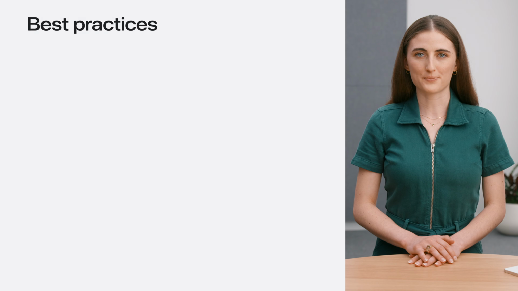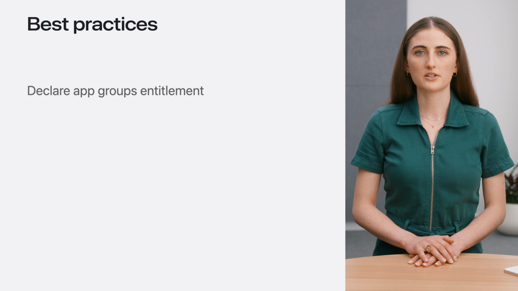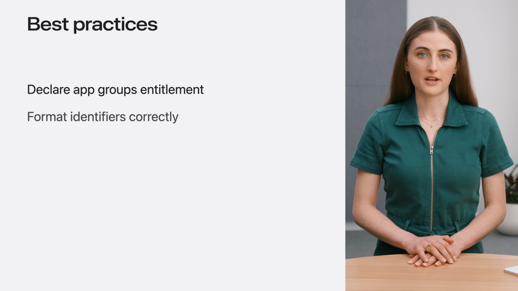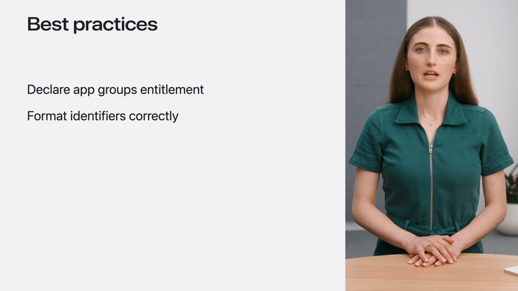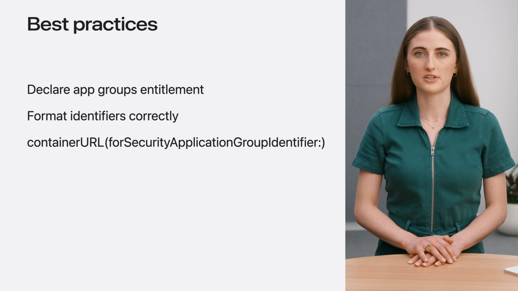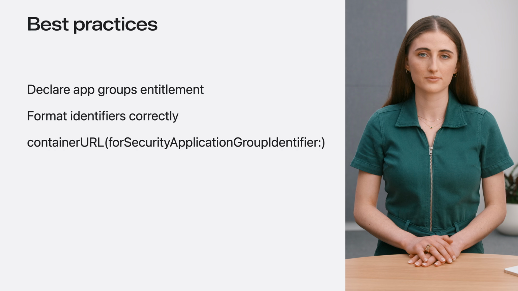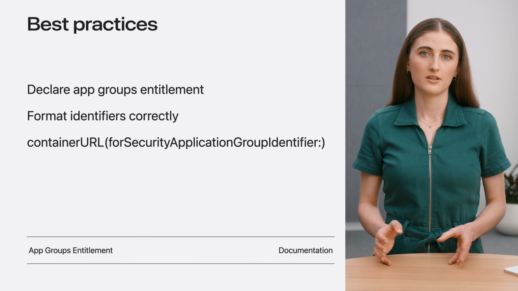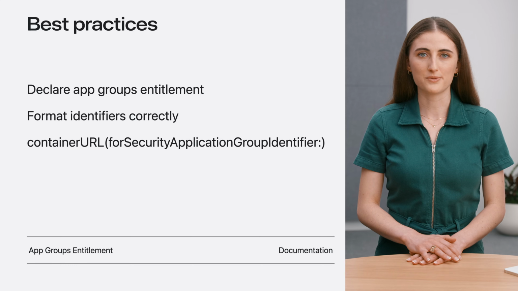To avoid displaying prompts when your own apps need to access your team's container, make sure to declare the entitlement in your Info.plist. Format your group identifiers correctly, and use only the appropriate Foundation API, containerURLForSecurityApplicationGroupIdentifier, to get the path to your shared container. For more detail on implementation, visit the documentation for the App Groups entitlement.